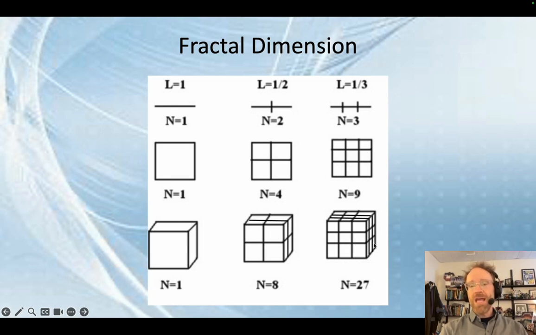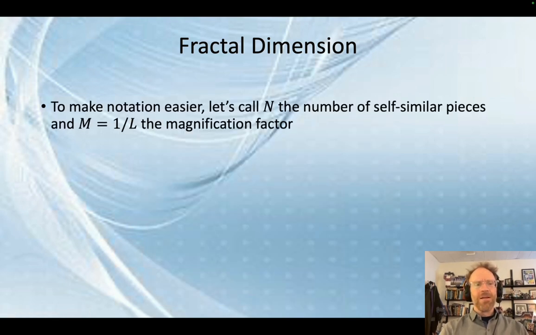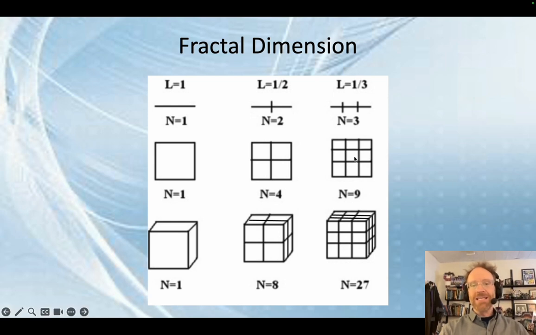When I divide it by 3, I've got 27 of these little cubes. Okay, there's something going on here. So to make notation easier, I'm going to call n the number of self-similar pieces, and m will be the magnification factor, which is 1 over L. So back here, my n is 9, and my magnification factor is 3 for the L equals 1/3. And one thing that means is that you take one of these little 9 pieces, and if you magnify its side length by 3, you get something that's the size of the original.